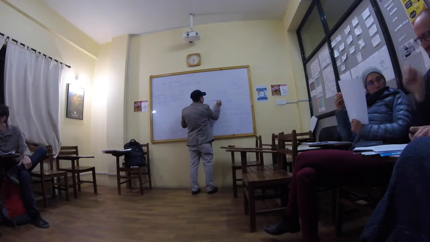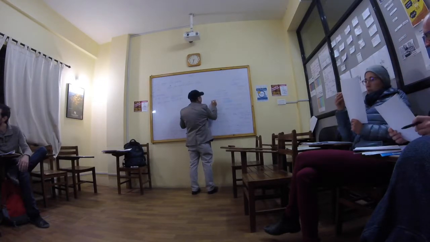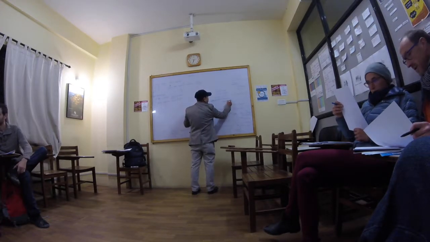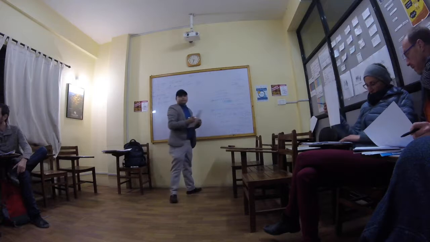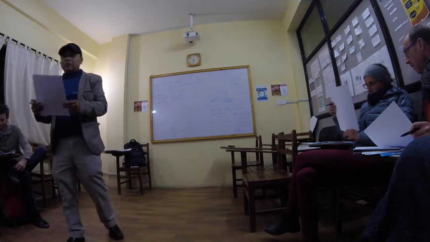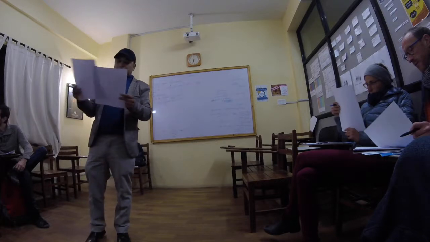100, 1,000, 10,000, lakh, 10 lakh, crore. So this is 10 million, this is 1 crore. 10 crore is 100 million. ठीक है?